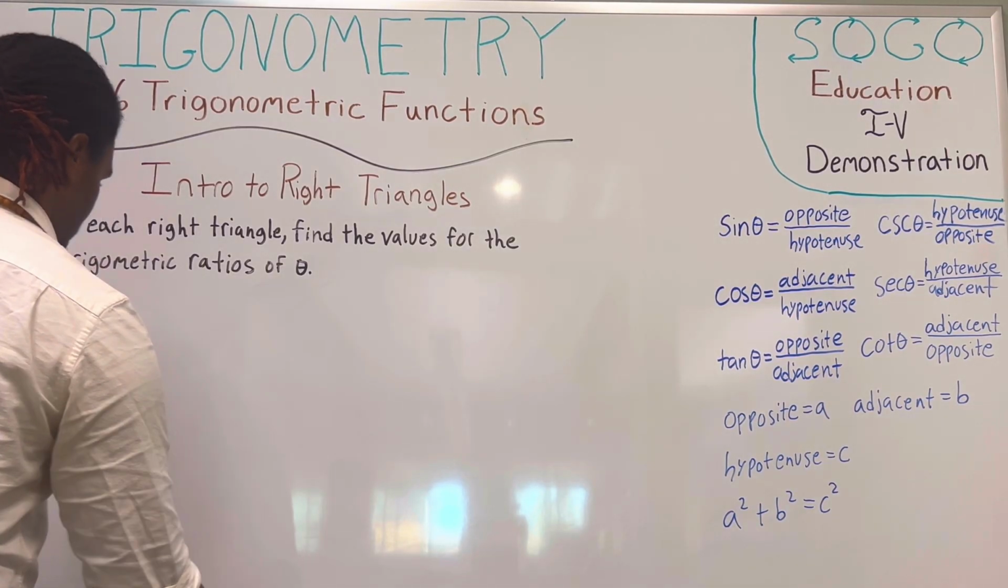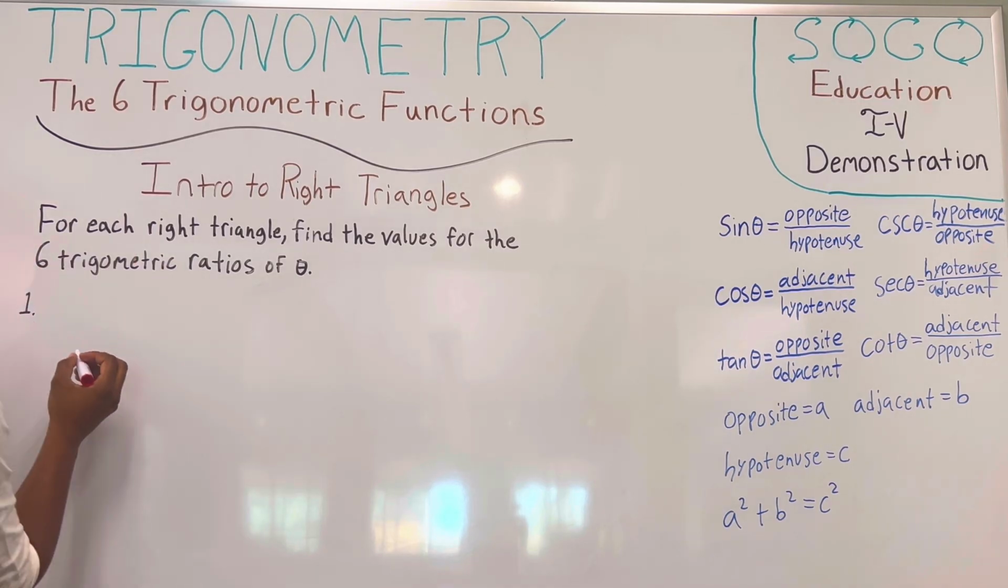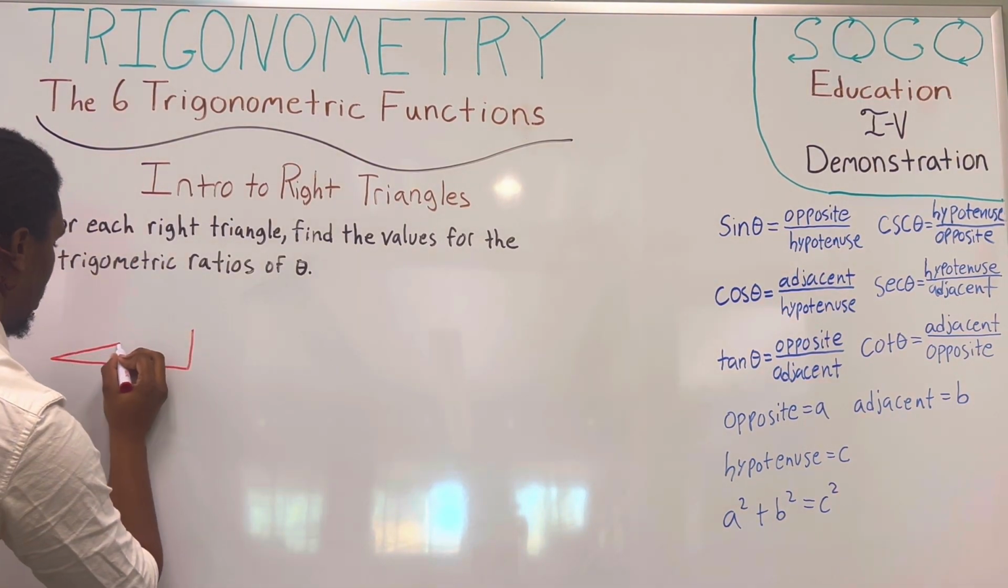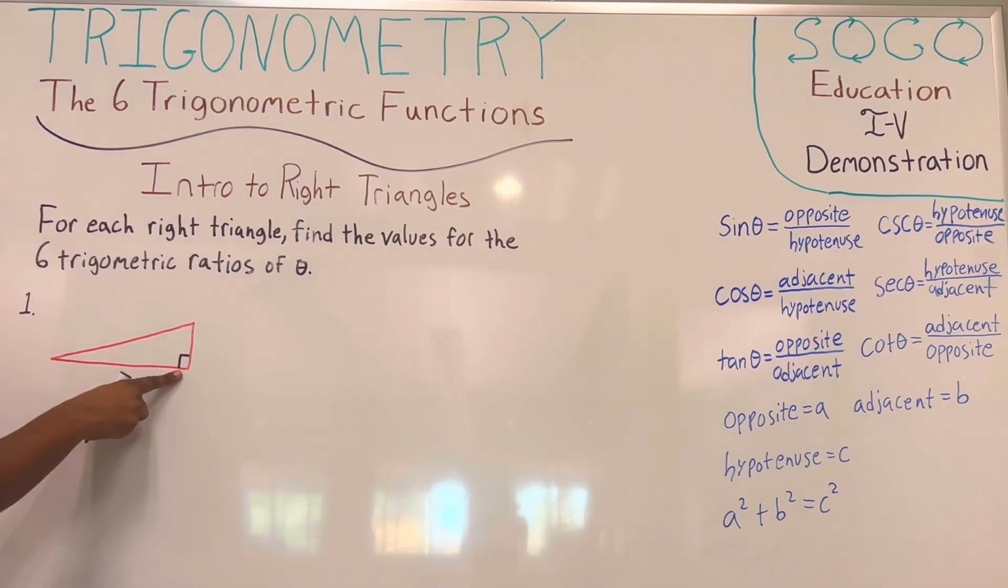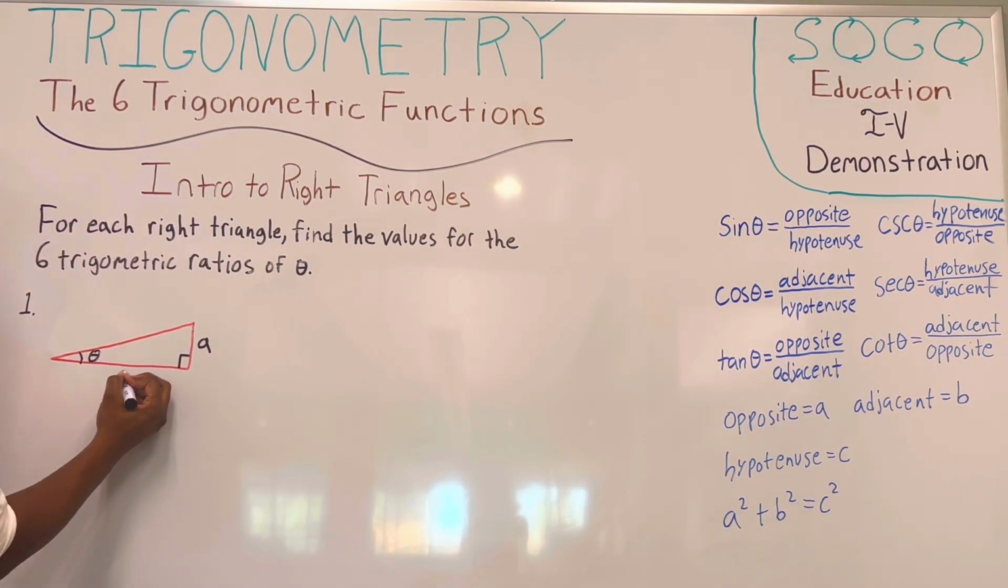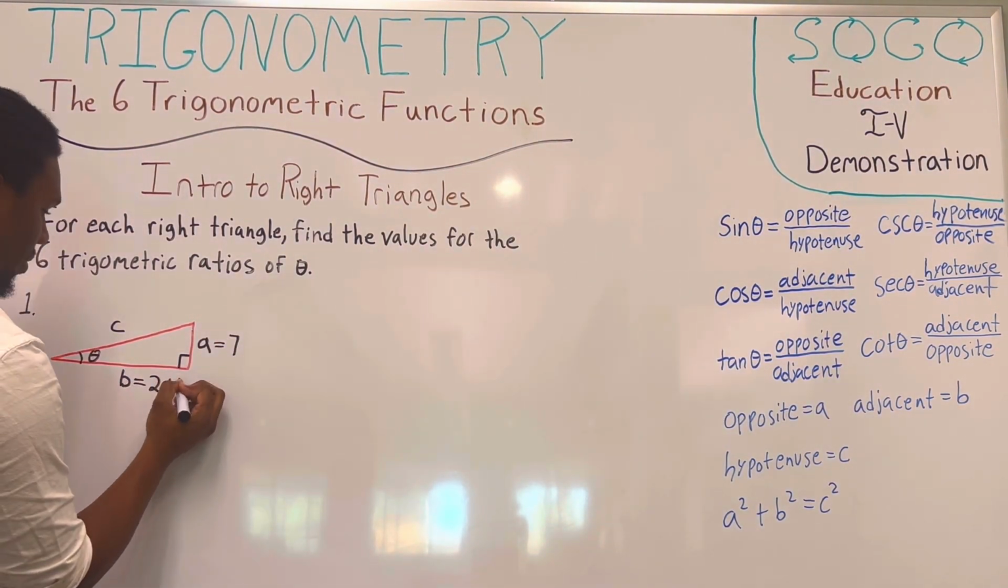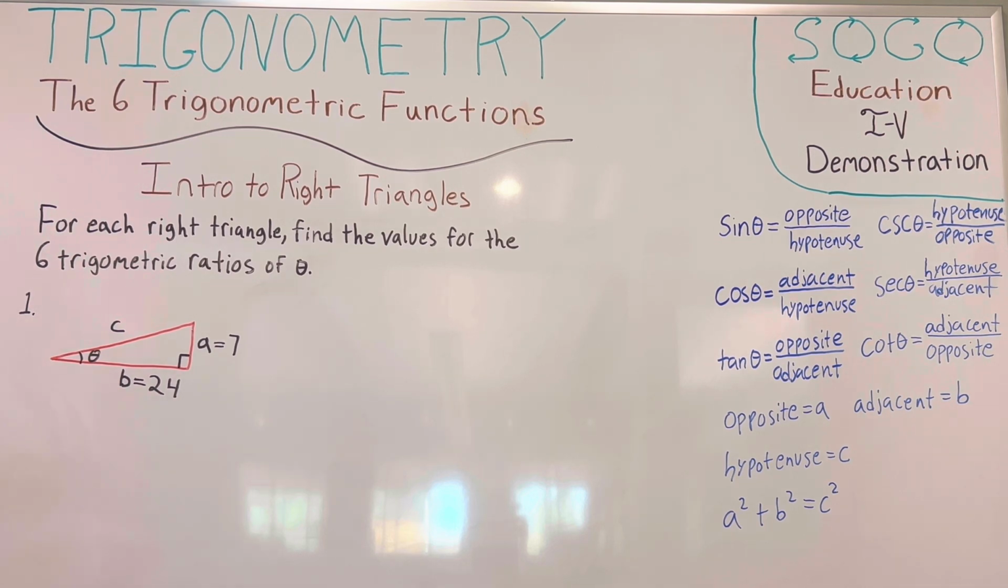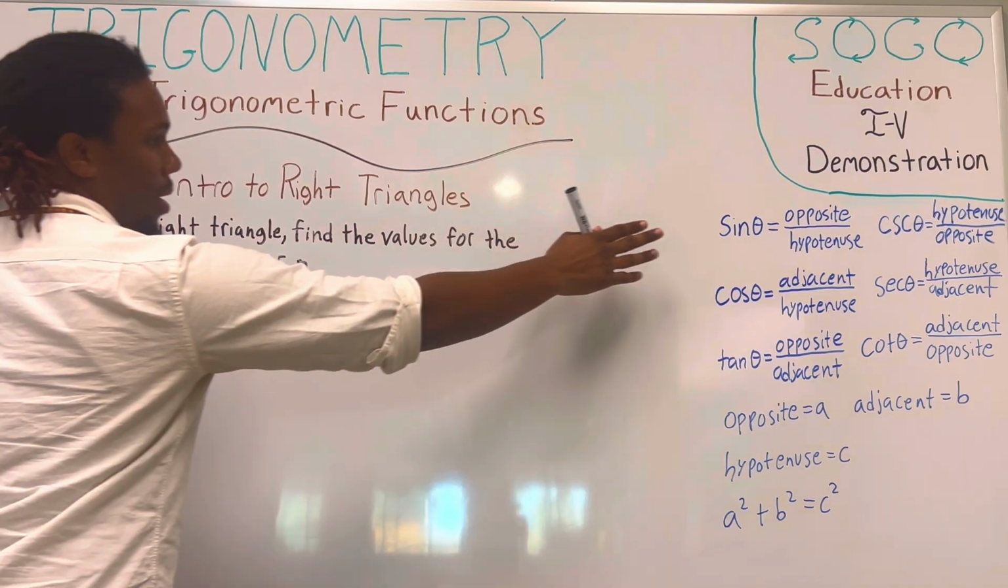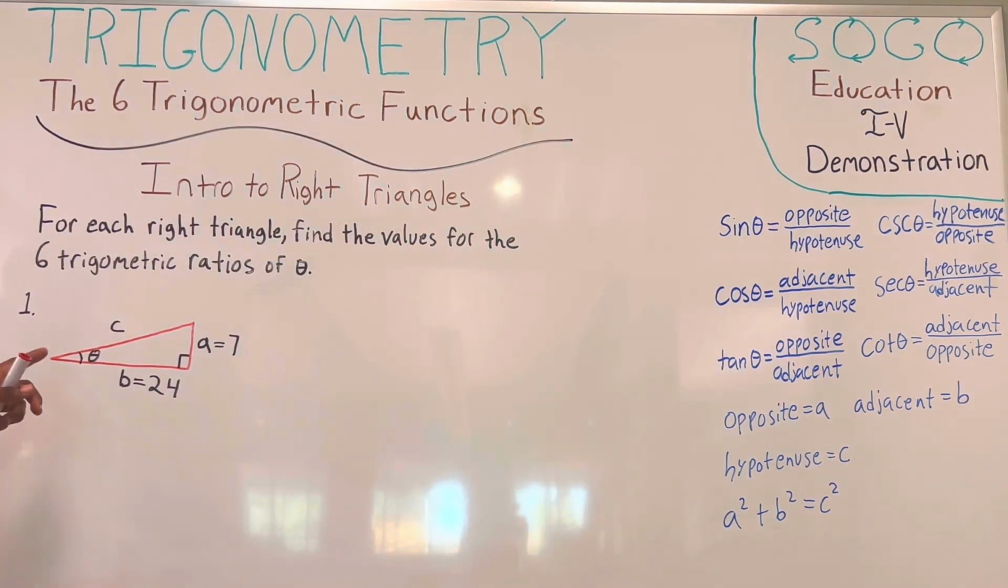Now, let's get to the first problem. We have a right triangle with sides A equal to 7, B equal to 24, and we don't know what C is. We can use the Pythagorean theorem to get the value of C, and then from there figure out the values of the 6 trigonometric ratios. So let's start with the Pythagorean theorem.